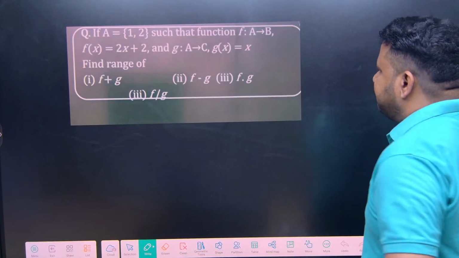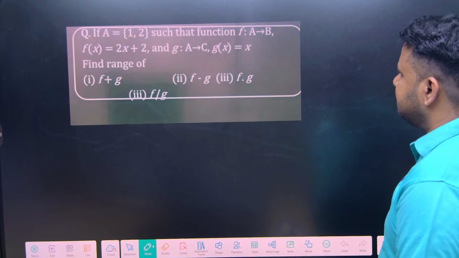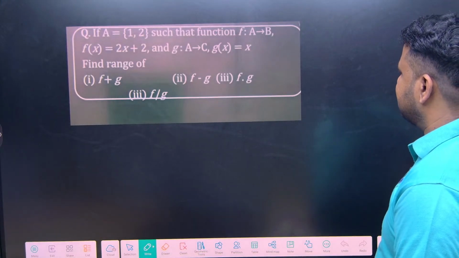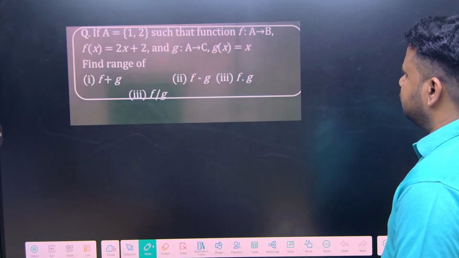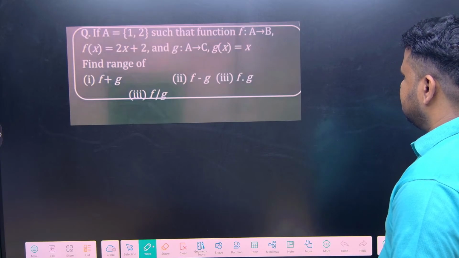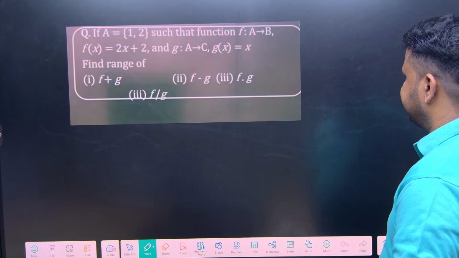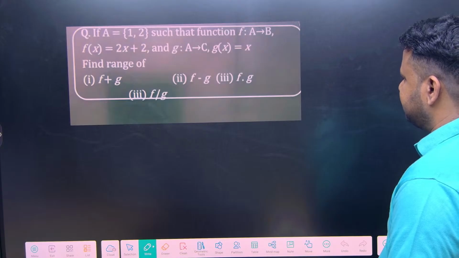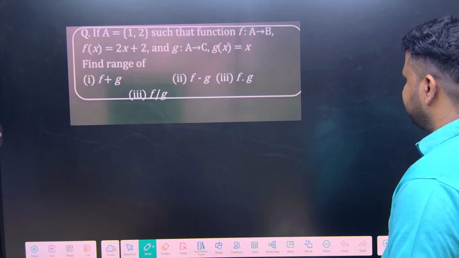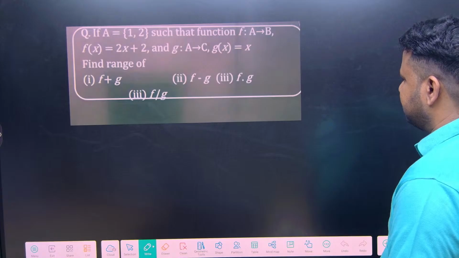Now see here, they have given A is {1, 2}, such that the function is defined from A to B, f of x is equal to 2x plus 2, and g from A to C, g of x is equal to x. Find the range of f plus g. Find the range of f minus g. Find the range of f into g. Find the range of f by g.